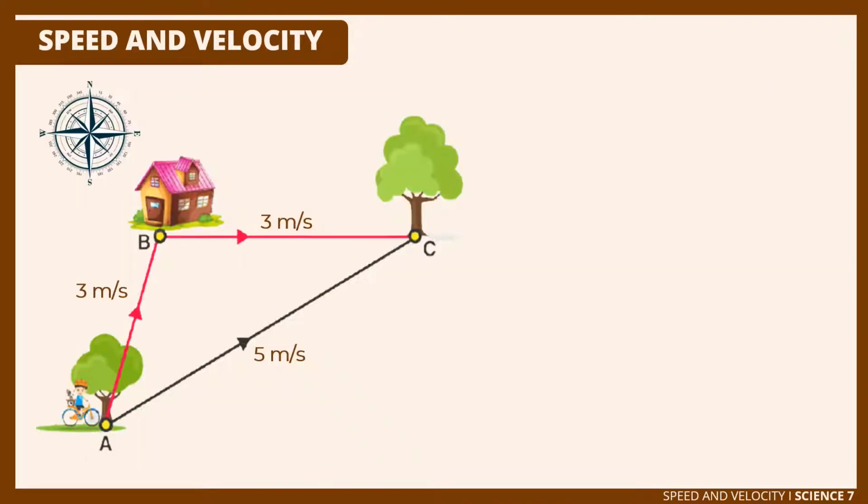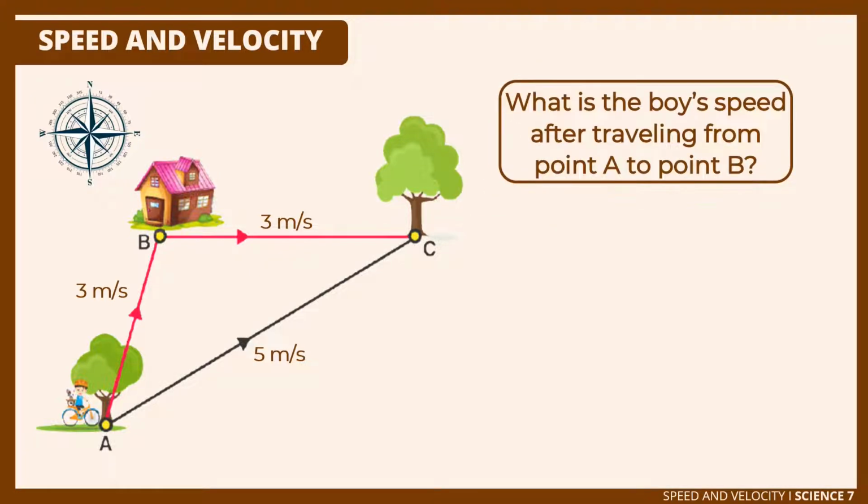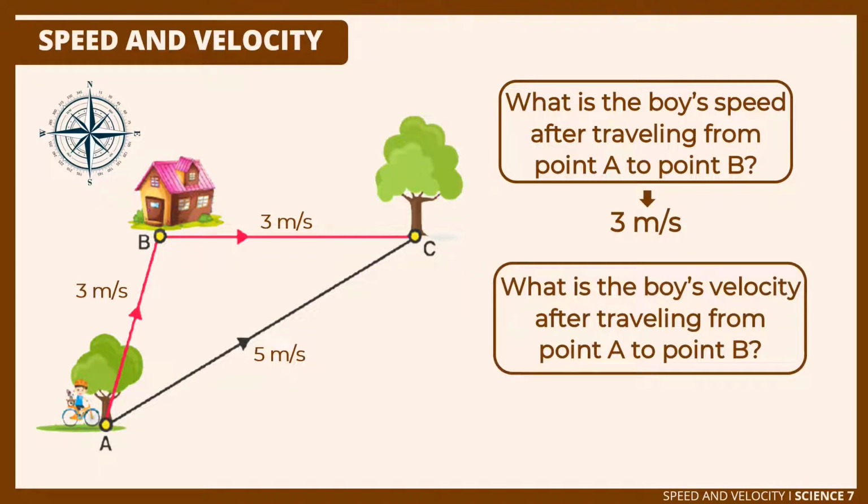To fully understand the difference between speed and velocity, let us use this figure. In the figure, we can see that the boy traveled from point A to point B and point B to point C with a speed of 3 meters per second. While going back to point A from point C, he has a speed of 5 meters per second. What is the boy's speed when he traveled from point A to point B? 3 meters per second. How about his velocity when he traveled the same distance? 3 meters per second northeast.